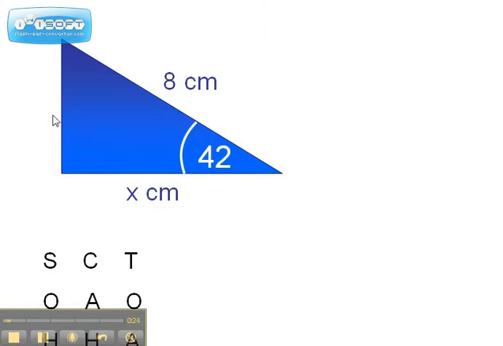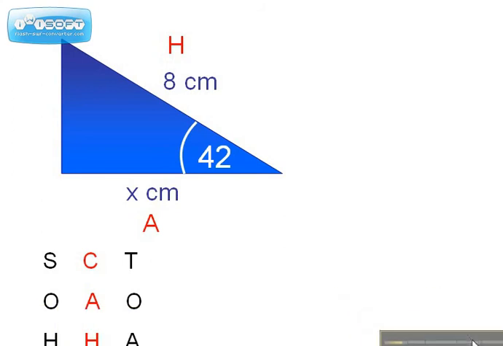Imagine yourself inside the angle. Here we have the opposite. The longer side, the hypotenuse, the one opposite the right angle, which leaves the one we need to find, the adjacent. O's got nothing to do with it. Get rid of it. And you can clearly see we've got the A in the question and the H in the question. And that has to be cosine.